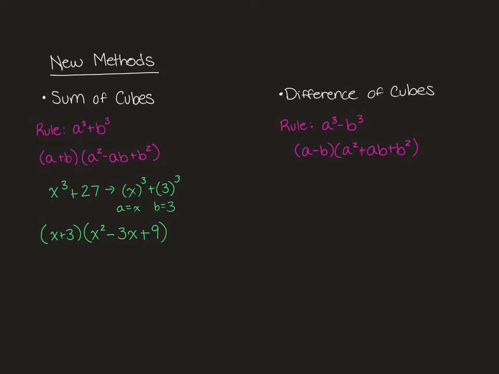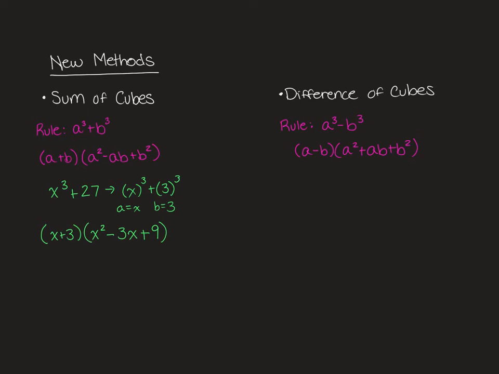Okay, so let's look at the difference of cubes. Difference just means subtraction, so same exact concept, except now we have subtraction. So the rule with this one is you have a minus b, and then a squared plus ab plus b squared. Okay, so notice the difference. Over here we have a plus b and then a minus. Here it's a minus and then a plus. So let's look at an example of that one.